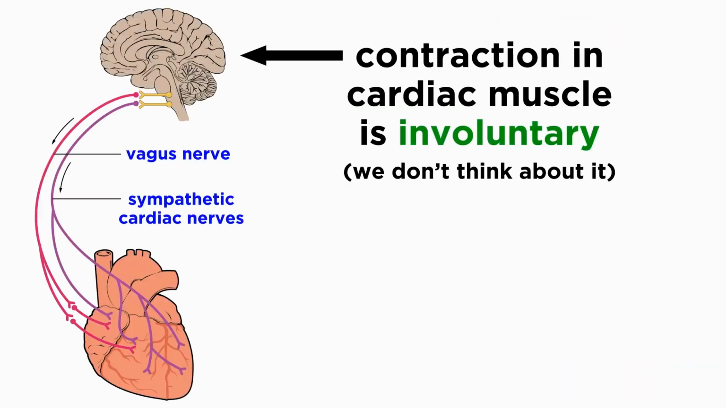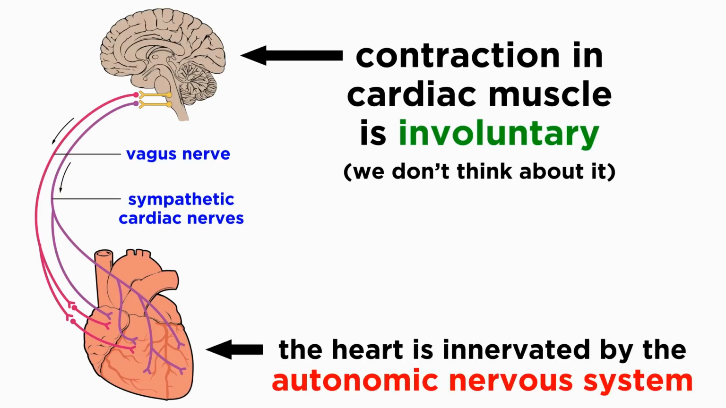Another difference from skeletal muscle is that we do not voluntarily contract the muscles in our heart, meaning that we don't consciously think about our heartbeat. It just happens automatically. This means that our cardiac muscle is innervated by the autonomic nervous system, which regulates the speed at which electrical stimuli are generated by specialized cardiac muscle cells called pacemaker cells. More on the autonomic nervous system later.